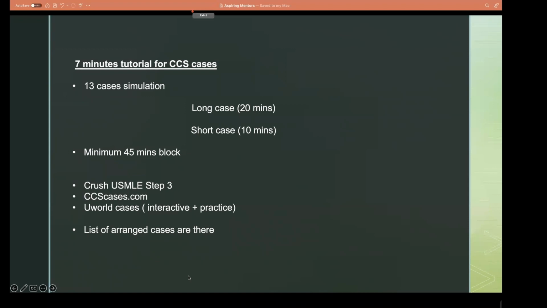These cases are part of the first exam or the second exam? Second exam. So what was your timeline between the first exam and the second exam? How many days did you prepare for the second exam? And what was your gap?